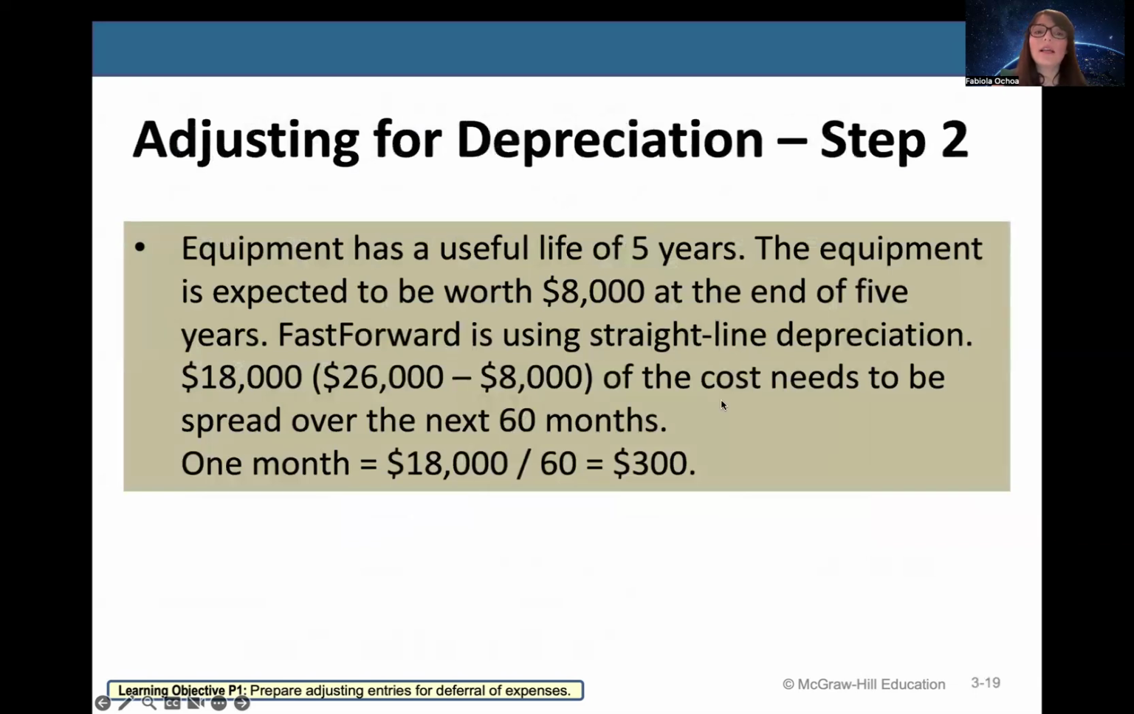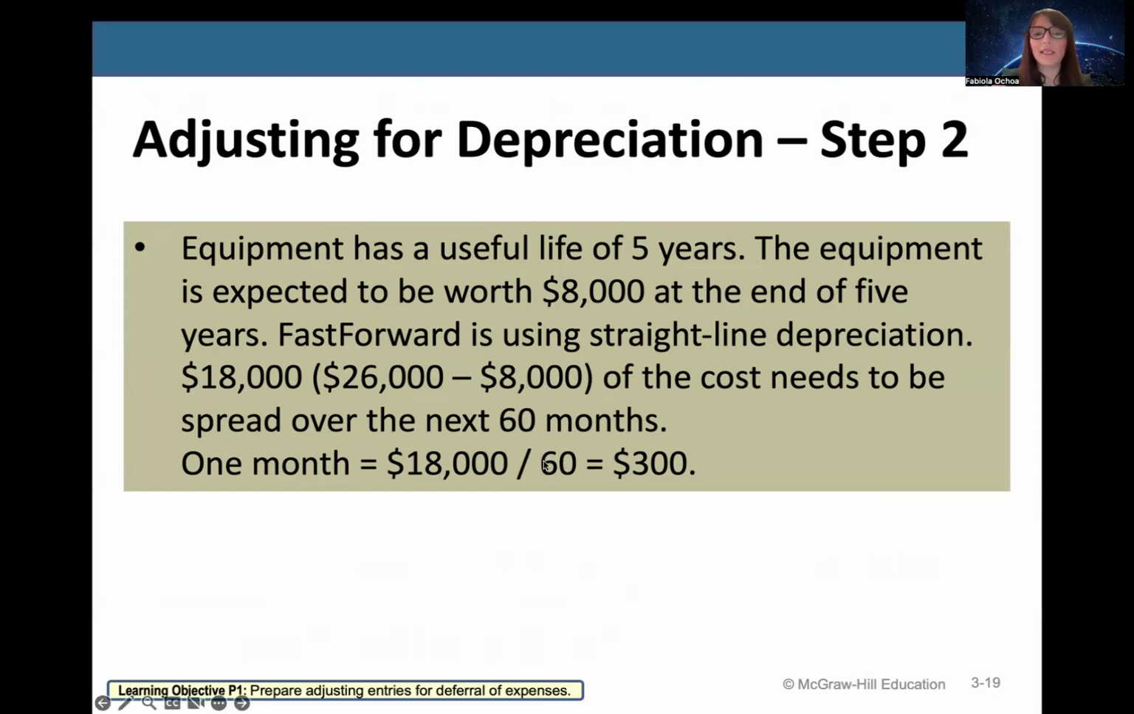Okay, so you know that the equipment has a useful life of 5 years. The equipment is expected to be worth 8 grand at the end of the 5 years. Fast Forward is using straight line depreciation. So you take your cost minus salvage value, 26,000 minus 8,000, that gives you 18,000. 18,000 of the cost needs to be spread over the next 60 months. So 1 month would be 18,000 divided by 60 months, which gives you your monthly depreciation.